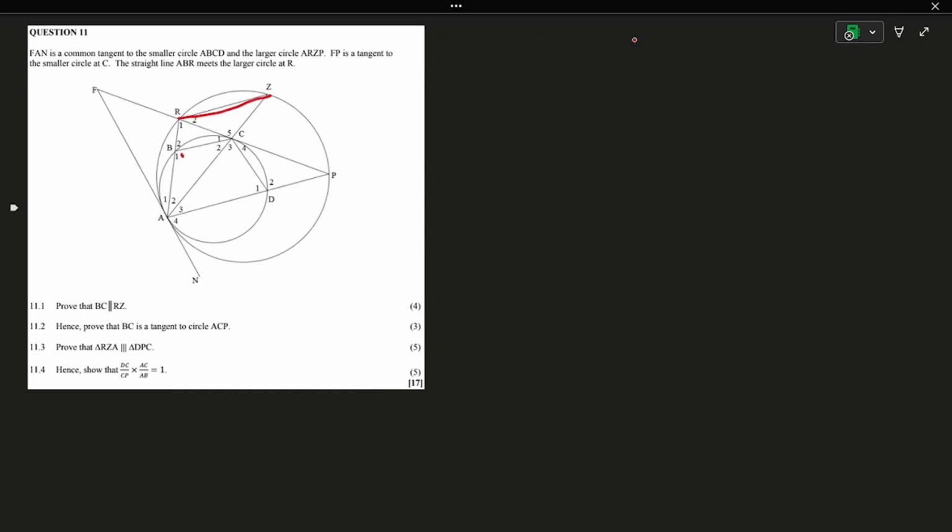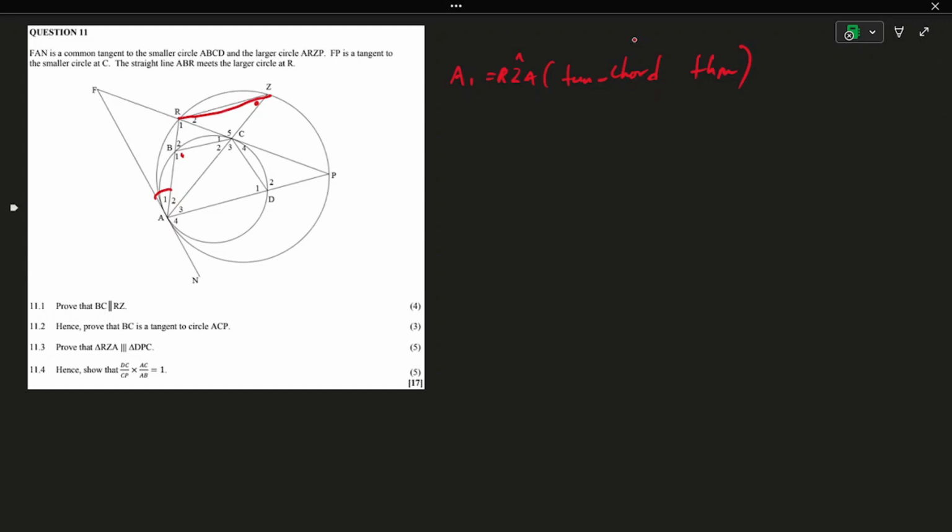So now what I see here is we have this A1 right here, which is equal to Z. This is because of the tan-chord theorem. So we have A1 being equal to Z. You can write this as RZA for good measure. Let me just write RZA for good measure. So RZA, because of the tan-chord theorem.